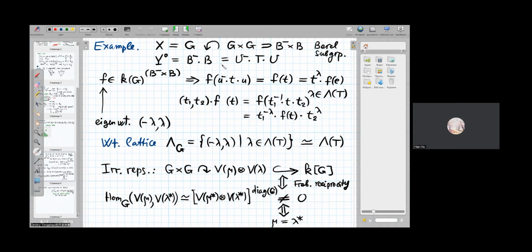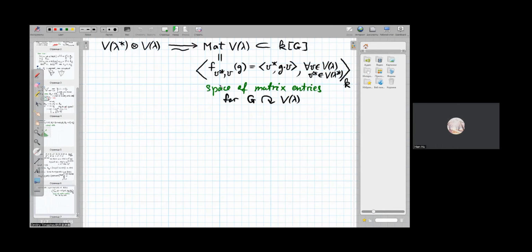Okay? So let me come back to the last page. We have the space of matrix entries, and it is a G cross G submodule in K of J, which is isomorphic to this tensor product. The isomorphism is just given by sending V star tensor V to this function f sub V star V sitting in this space. This is the isomorphism given by this map.